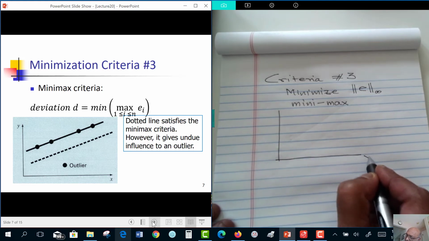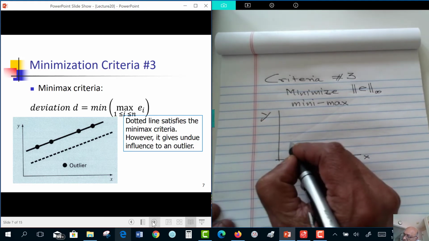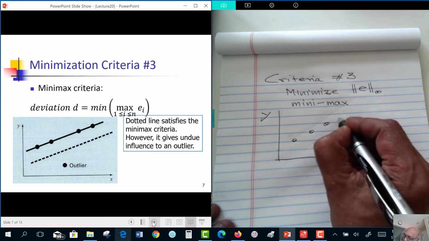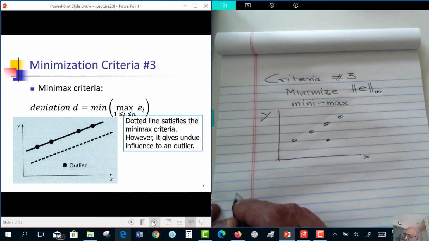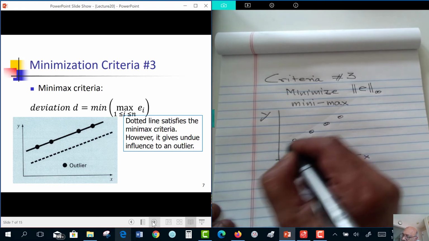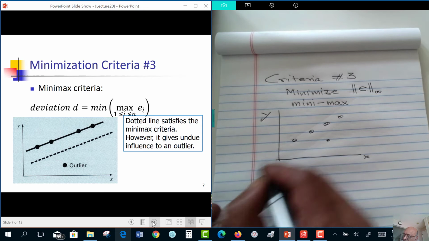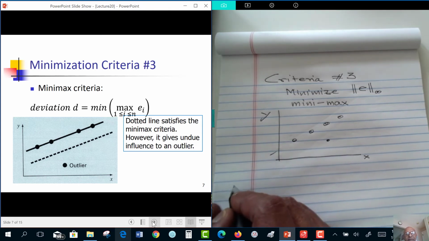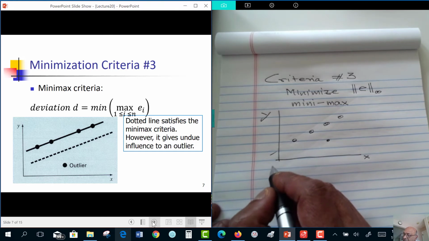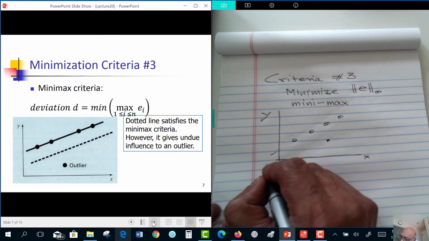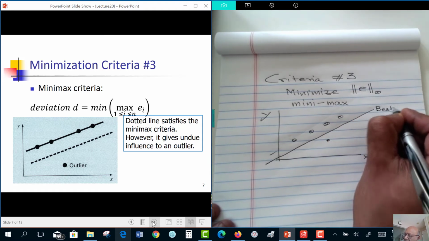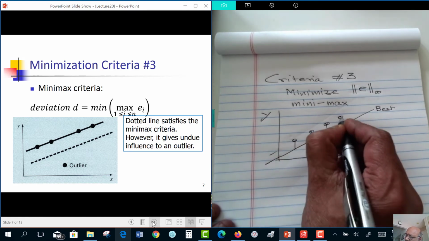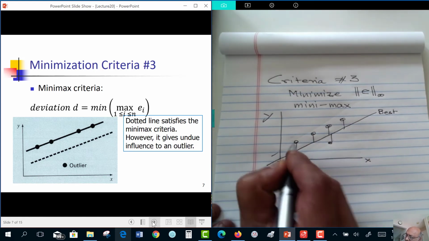So what would our line be? X, Y. Suppose we have 4 points which fit perfectly on our straight line, and one point is an outlier. Ideally what we would say is we would ignore this point and fit a straight line to these 4 points. That would be our best. But what this criteria does, since it minimizes the maximum distance, is it is going to fit a straight line and say the best straight line is this one, so that all of these distances are the same. So they are all 5.